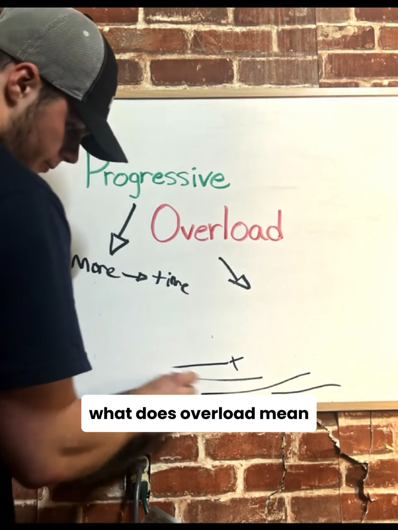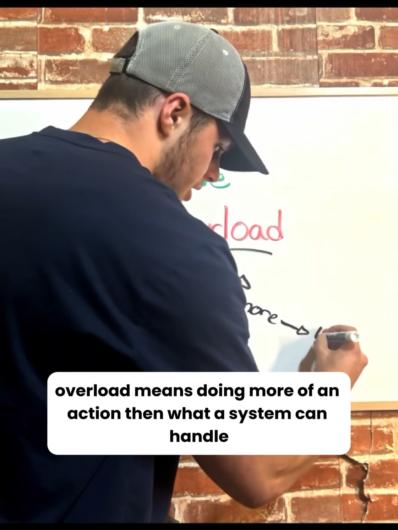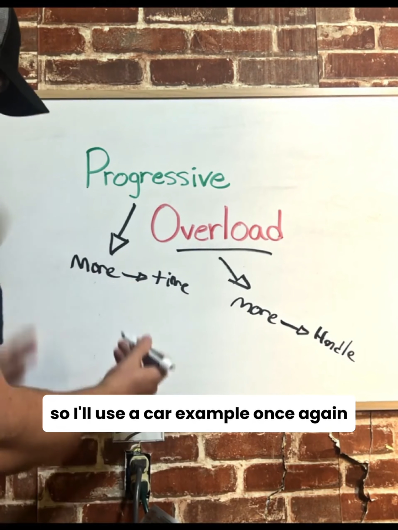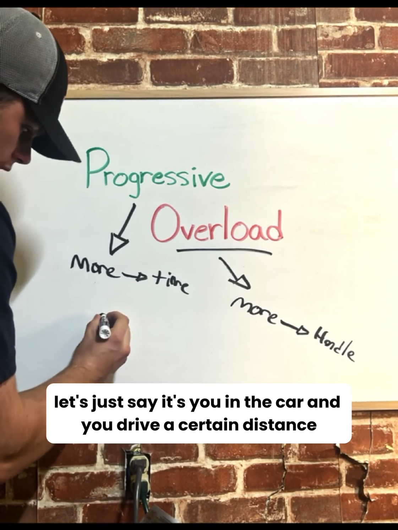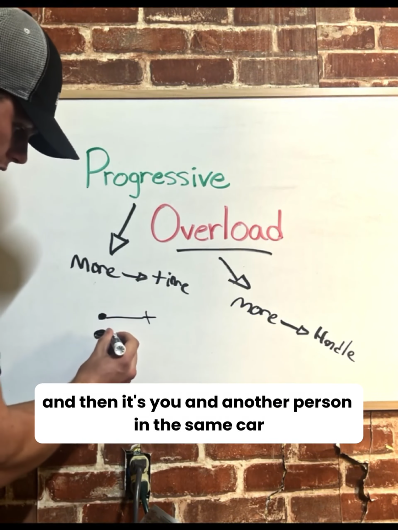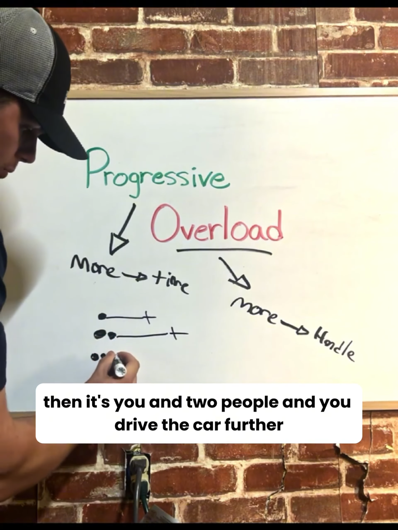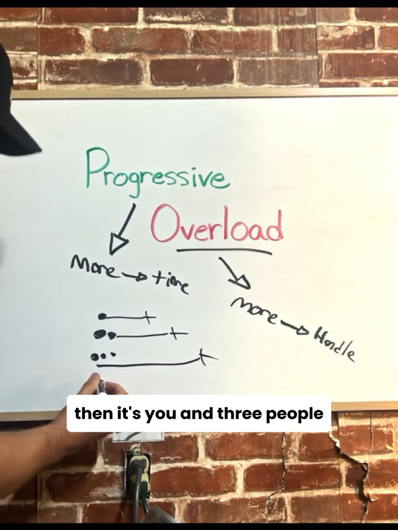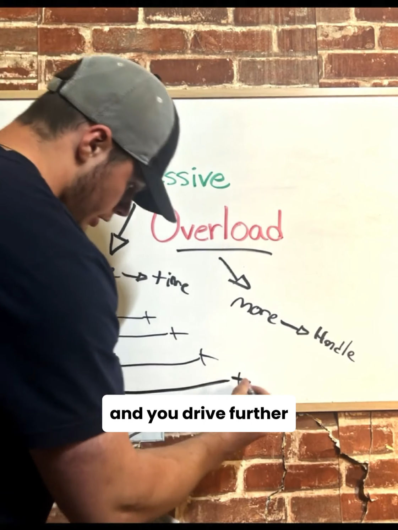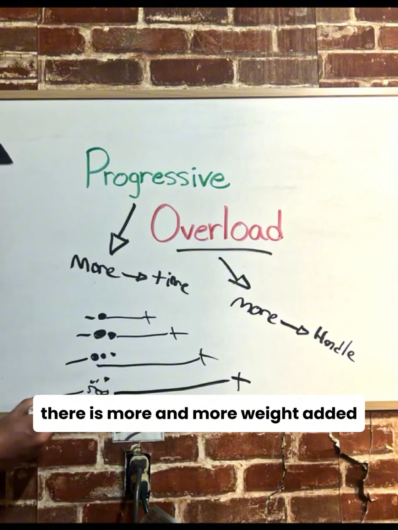What does overload mean? Overload means doing more of an action than what a system can handle. Essentially, you're going past the current capacity. So I'll use the car example once again. Let's say it's you in the car and you drive a certain distance, and then it's you and another person in the same car. You drive further. Then it's you and two people and you drive further. Then it's you and three people and 500 pounds worth of luggage and you drive further. Every single time, there is more and more weight added.